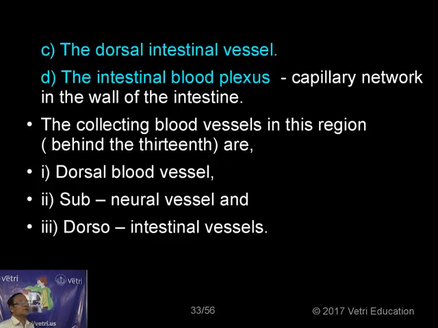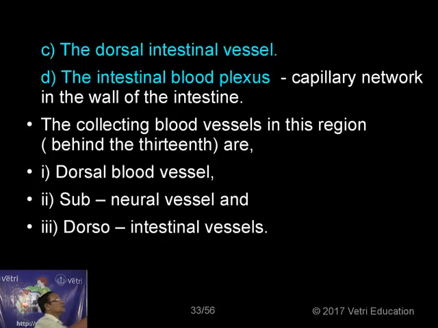So after the 13th segment, the collector blood vessels are the dorsal vessel, subneural vessel, and also the dorsal intestinal vessel. These three are together called the collectors in segments after 13. So the arrangement of blood vessels after 13: we have the dorsal vessel, ventral vessel, subneural vessel, commissural vessel, and also the dorsal intestinal vessel. Out of these, the collectors are the dorsal vessel, subneural vessel, and dorsal intestinal vessel.